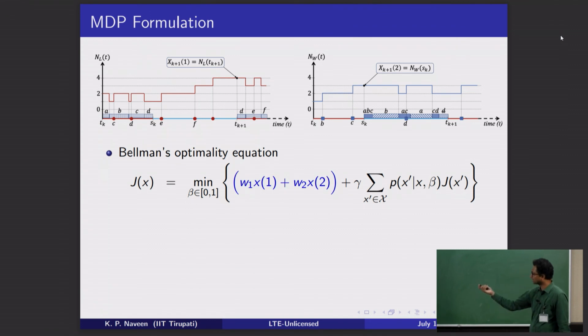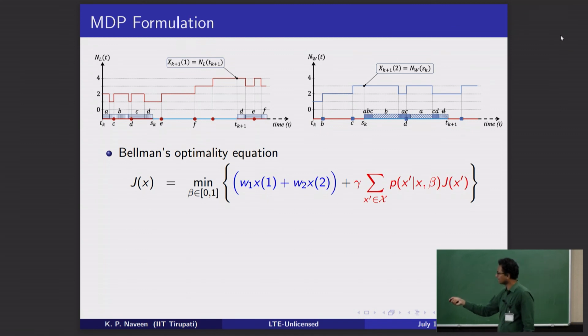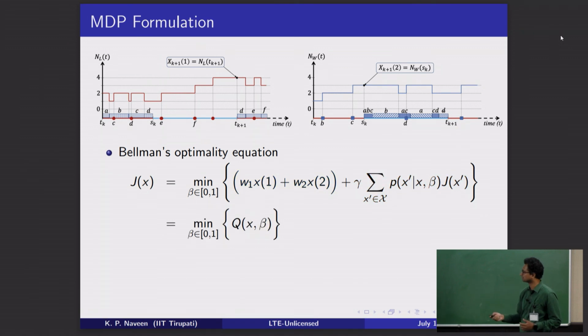Again, as I told, this is the one step cost and future cost. You have to choose beta_k very carefully. Suppose x1 is large and x2 is small. Maybe you have to start increasing your value of beta so that you give more time to LTE. x1 is large means the number of LTE customers waiting is more, so you will make beta large, and so on. You have to trade off between these two quantities.